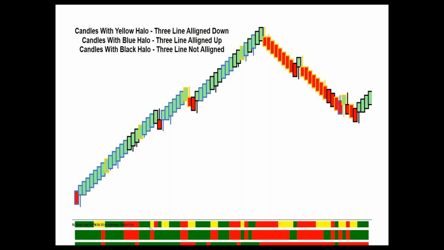So I don't even have to look at the three line anymore. All I have to do is look at the candle halo. And when the three line is aligned to the downside, I choose to outline it in gold. So I know without looking at the three line that I'm heading down. And when they're not aligned, you get the default outline, which is black. You can change that default outline, but all three of these colored outlines can be changed to the color that you like and the thickness that you like.